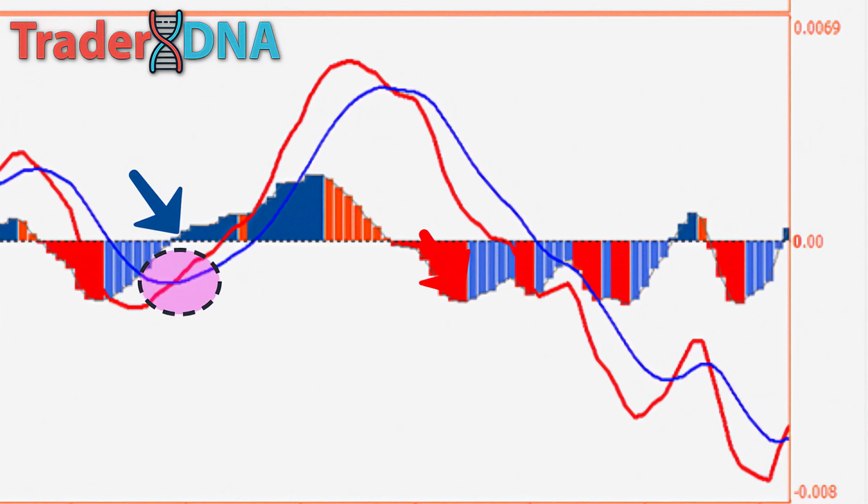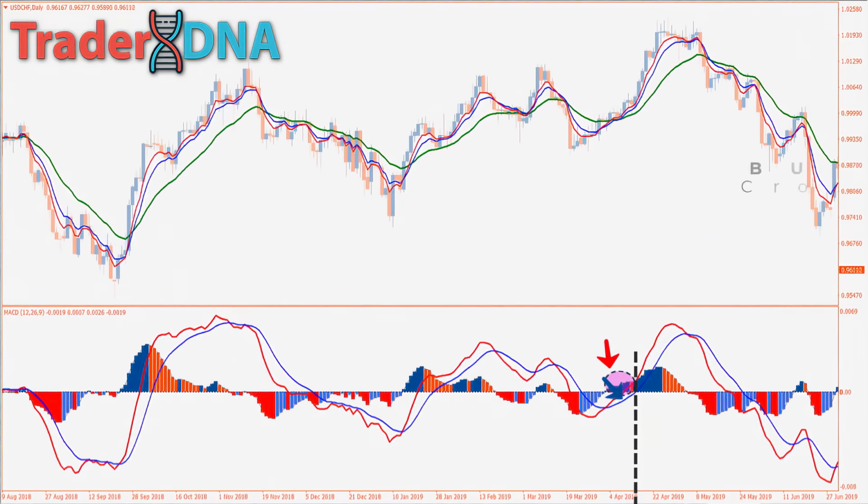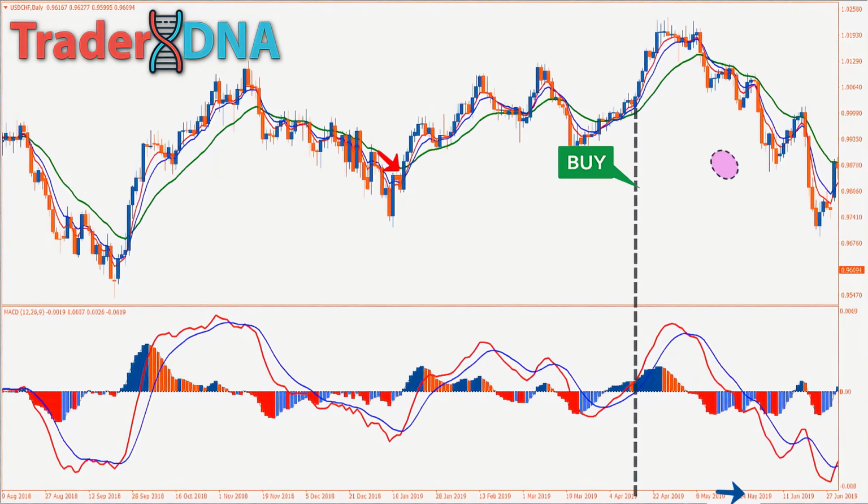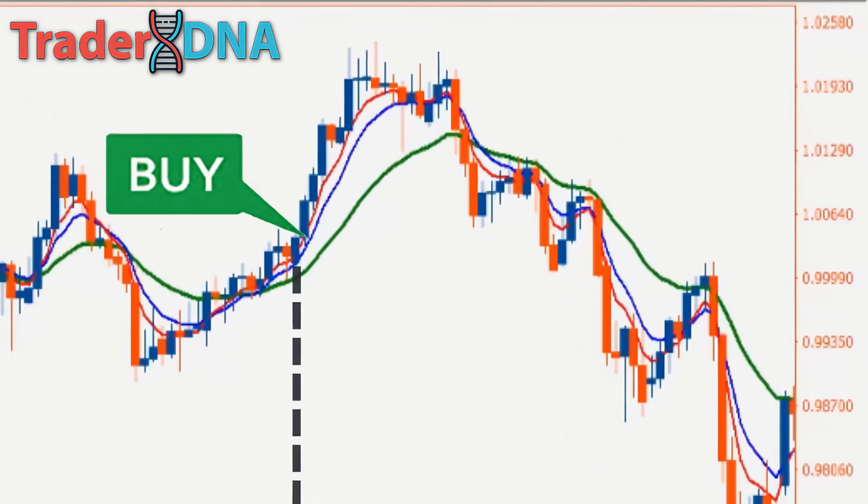While its red line is crossing above the zero level, it is an indication that price is pushing higher and it does make sense to enter a buy. The initial stop loss will be below the recent swing low.